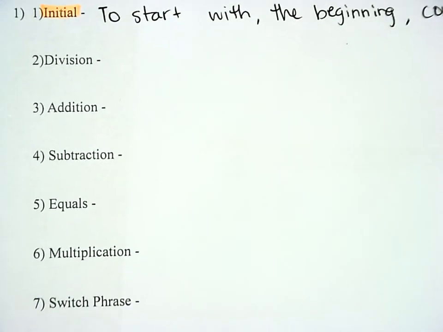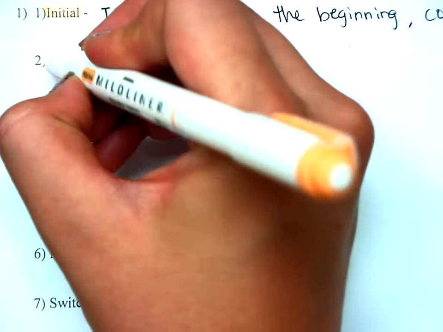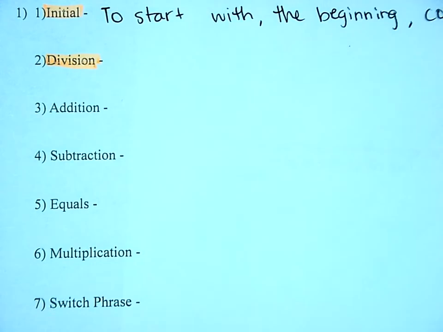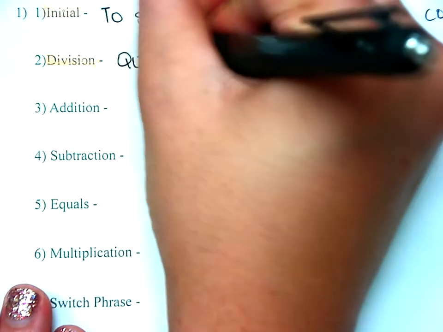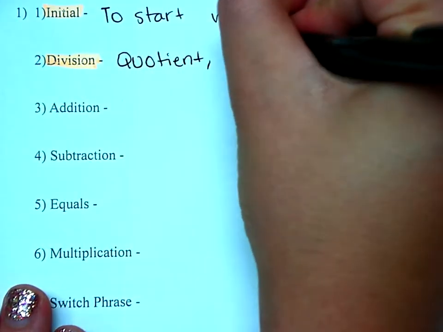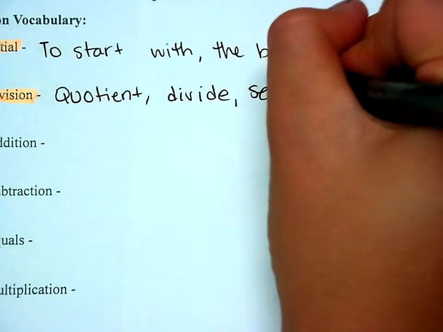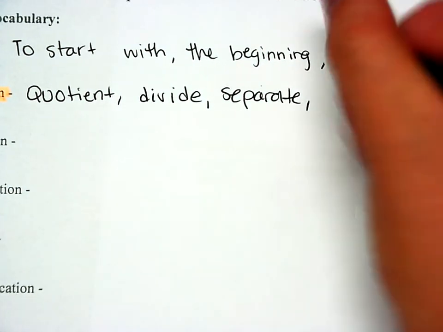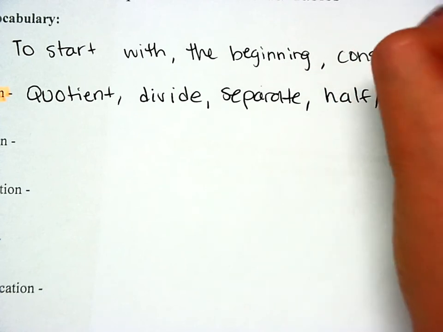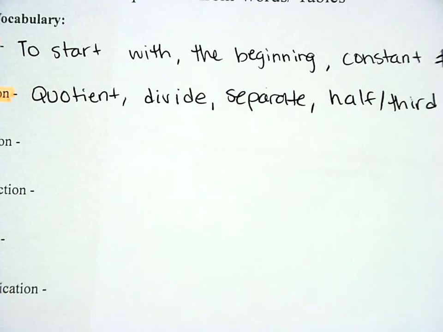Okay, the next one is division. So here are some phrases or words that if we see them, our brain should tell us we are working with division. So the first one is quotient. We hear this one a lot. Maybe divide. Obviously, that's a straightforward one. Separate. And then one that we'll see a lot on this is halves or thirds. So half or third. You could see quarter, maybe divide by 5, but halves and thirds is what we see most.